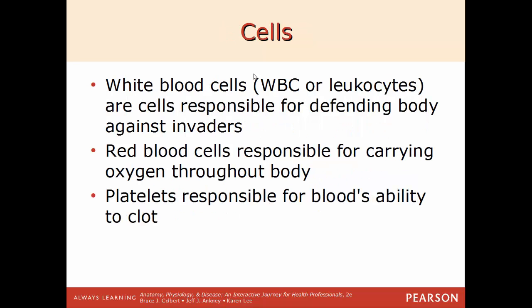All right, now move on to various cells of the immune system. The first one, white blood cells or leukocytes. These are responsible for defending your body against invaders. Now, red blood cells are responsible for carrying oxygen throughout the body. And then platelets are responsible for the body's ability to clot when injured.